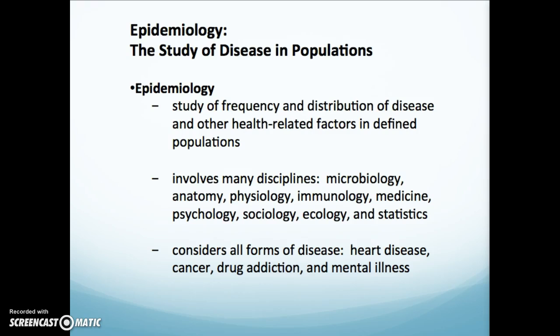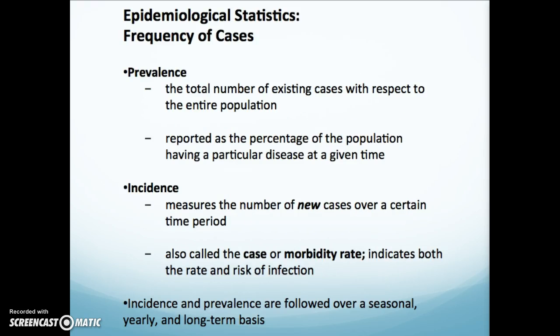When we look at disease in large populations, we call that epidemiology, and it's the study of how often and how far distributed a disease might be in a defined population. And this involves a lot of different disciplines, microbiology being one of them, but also anatomy, physiology, and so on. And this is looking at all forms of disease, from anything from a chronic disease like heart disease, cancer, drug addiction, and mental illness.